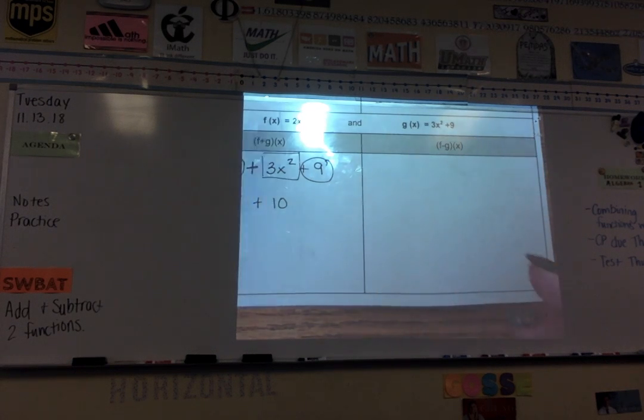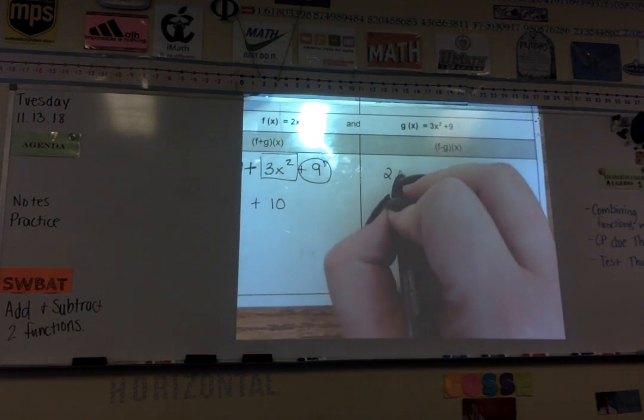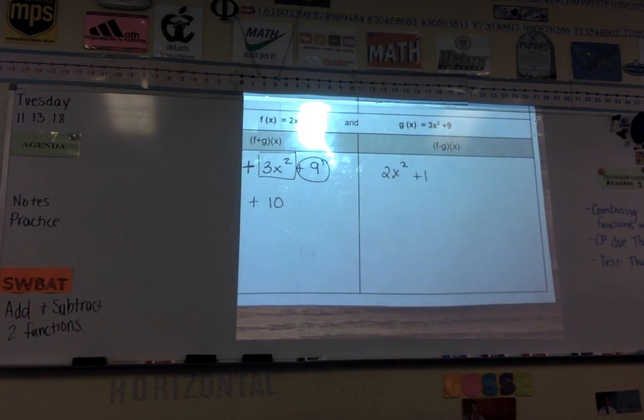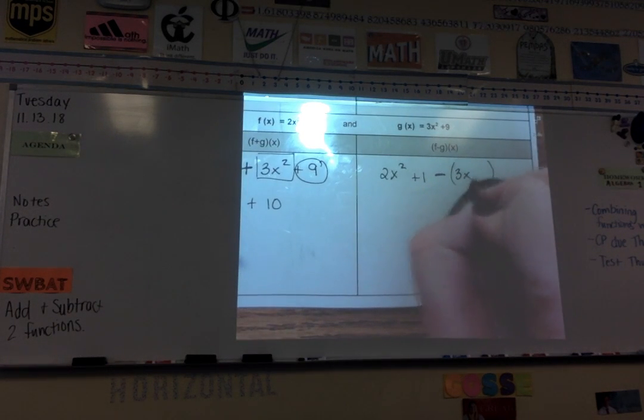What we did last time. So what is the function F that we're writing down? 2x squared plus 1. What operation are we using? Subtraction. What else do I need before I write my second expression? A big fat negative, and the parentheses. What goes inside? The 3x squared plus 9.